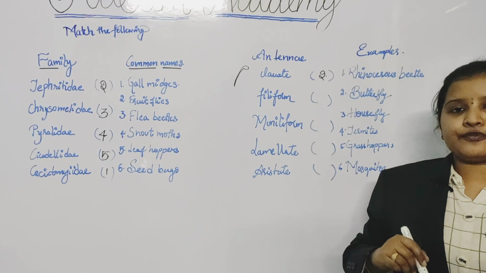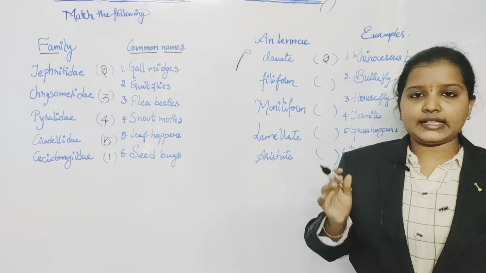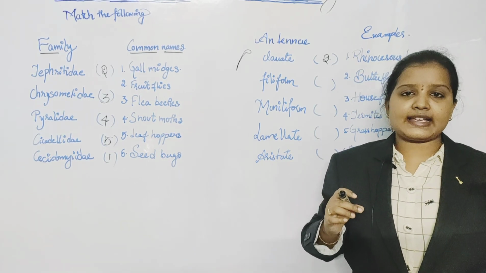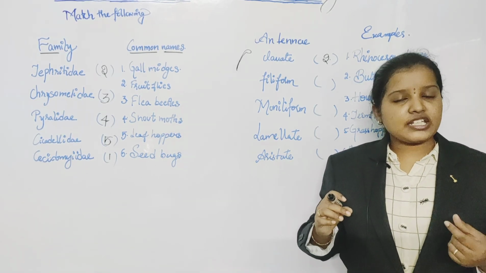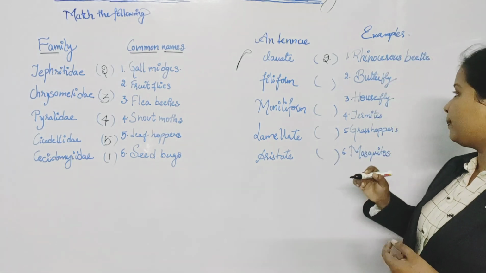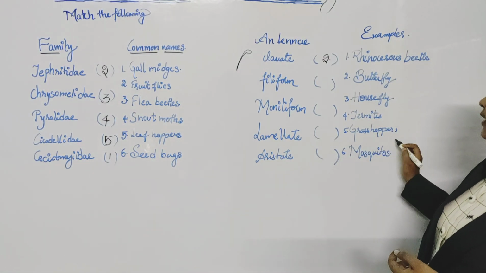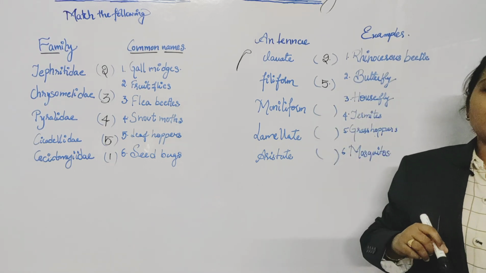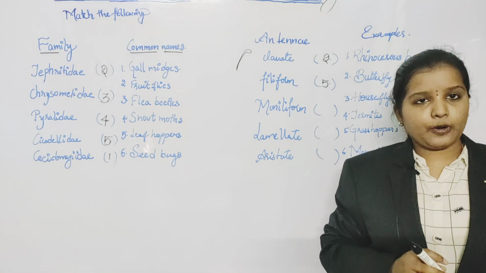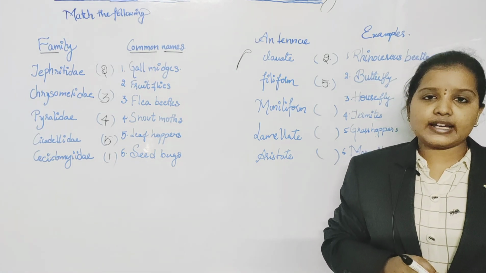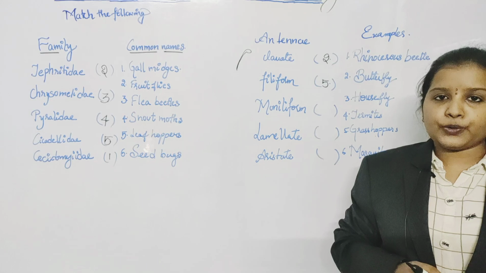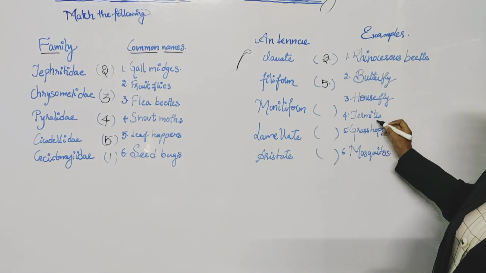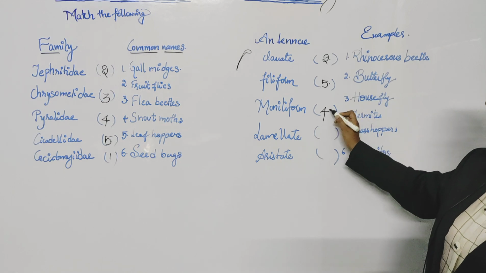Next antennae is filiform. Filiform antennae is a thread-type antennae. That means all the segments are equal in size, length and width. This type of antennae we see in grasshoppers. That is the fifth one. And third is moniliform type of antennae. Moniliform antennae look like a string of beads. This type we see in termites. Termites is the fourth, so we will write fourth.